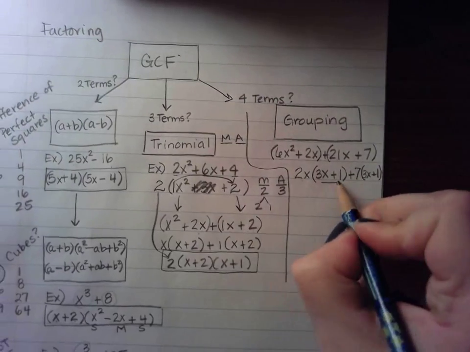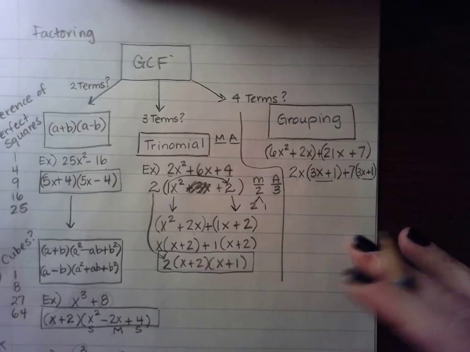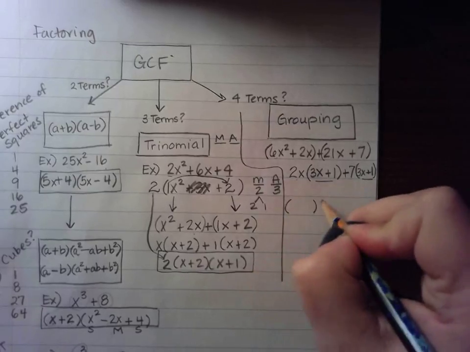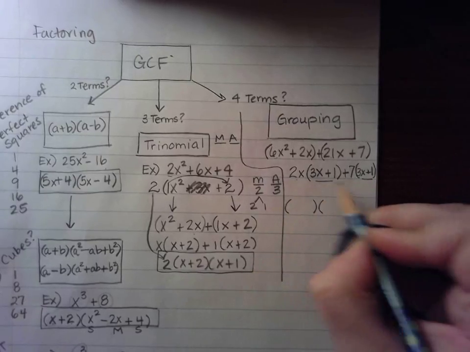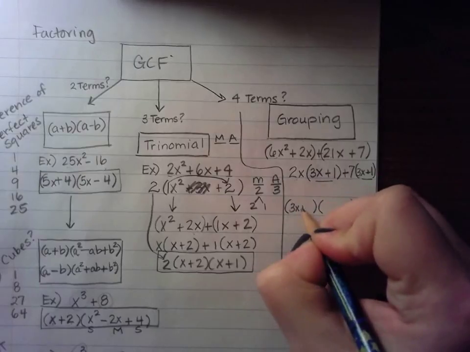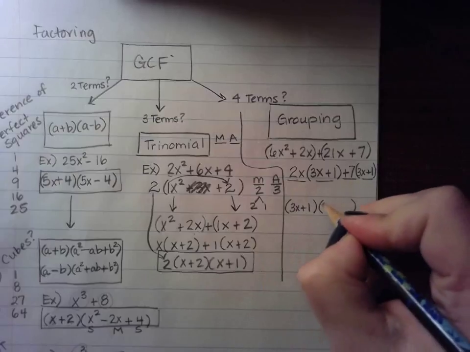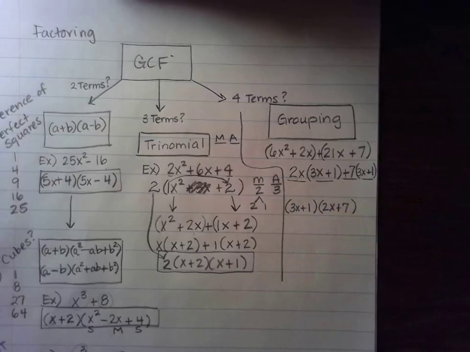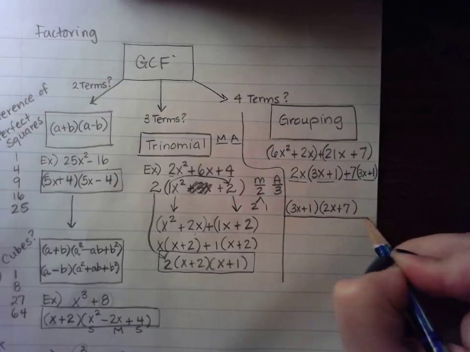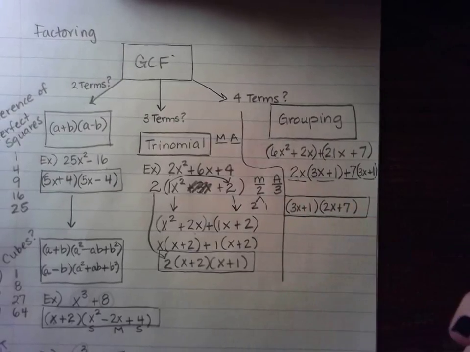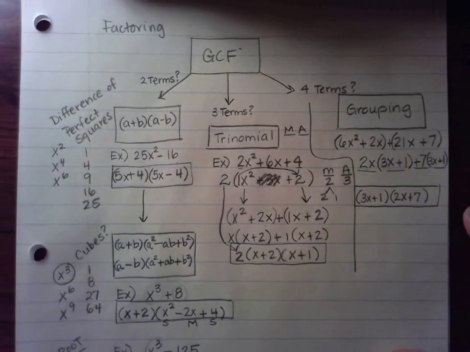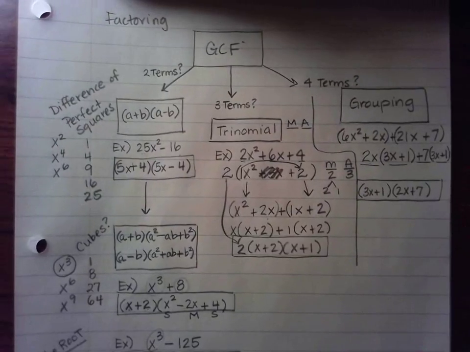So look, these match. That's a good thing. That means we're doing this correctly. So you bring down 2 sets of parentheses. In one set of parentheses is 3x plus 1. And in the other set of parentheses are these outside terms, 2x plus 7. And that's completely factored using grouping. So there's basically a graphic organizer for you so that you can kind of sort out all the different ways to factor, and hopefully this helps you make some decisions when you're working on them by yourself.